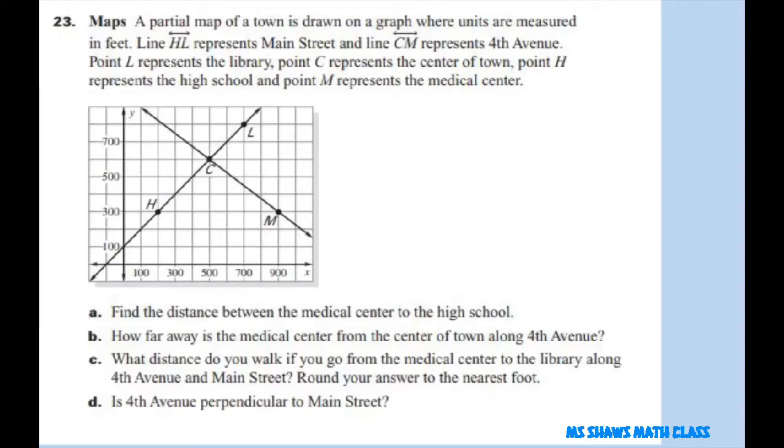A partial map of a town is drawn on a graph where units are measured in feet. Line HL, this one right here, represents Main Street, and line CM, this one right here, represents 4th Avenue. Point L represents the library. Point C is the center of town. Point H represents the high school. And point M represents the medical center. And we're going to answer these 4 questions.